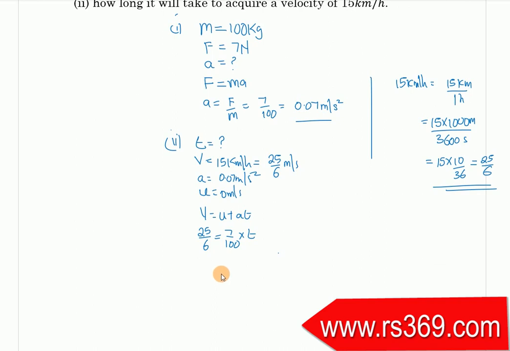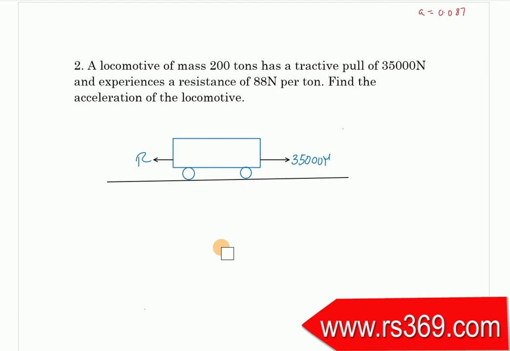And I can say that now t is equal to 25 times 100 divided by 6 times 7, and we have that t is equal to 59.5 seconds. That's the value of t. Question finished. Let's do this.